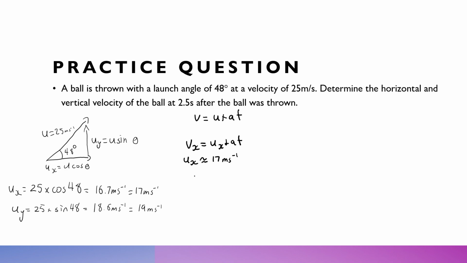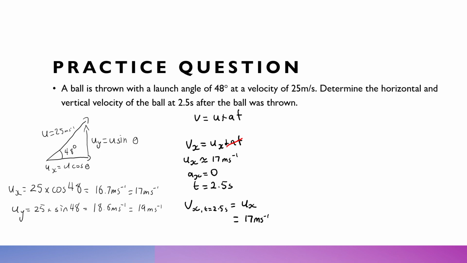We're also going to assume that ax is equal to 0 because we're assuming no air resistance needs to be taken into account. And finally, we've been given t is equal to 2.5 seconds. Given this data, the second term in the equation, at, can be cancelled out as ax is equal to 0. As a result, we can say that the velocity in the x direction at t equals 2.5 seconds is going to be equal to ux, which is approximately 17 meters per second.